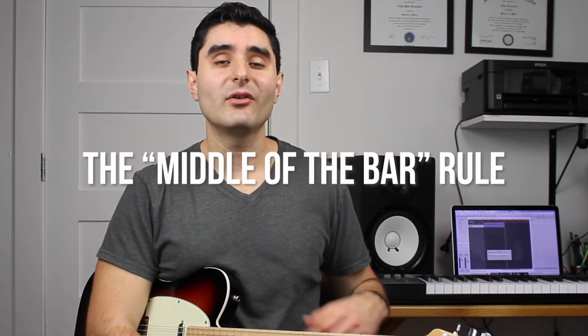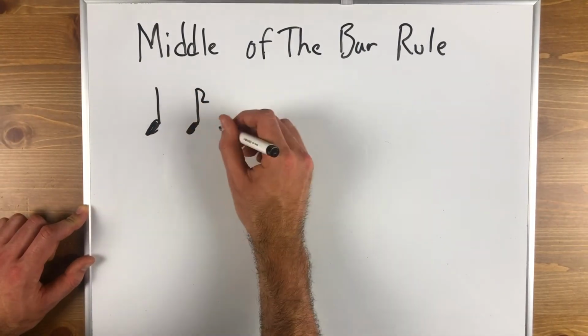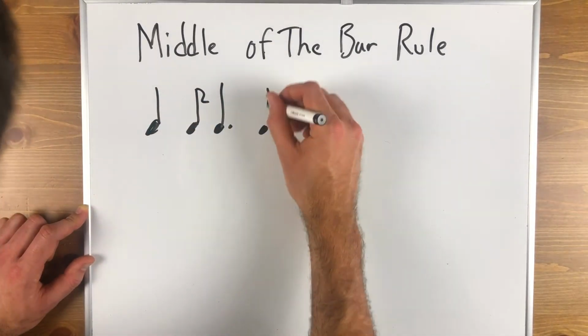And the last thing I need to mention about dots and ties is something called the middle of the bar rule. The middle of the bar rule is really important because it helps us read rhythms a lot easier. It essentially means that we don't want to ever obfuscate the middle of any given bar of music.